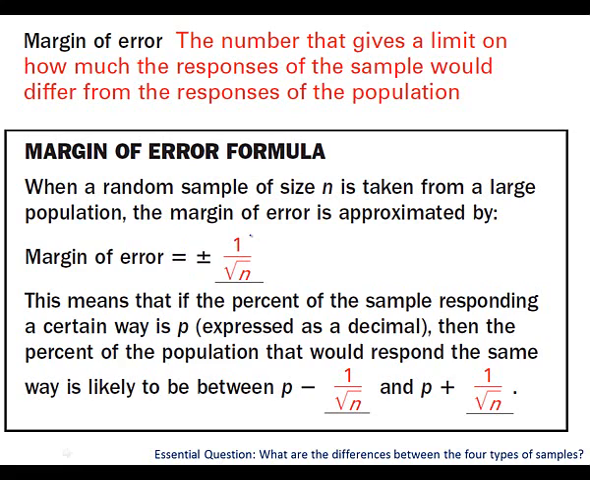This means that if the percent of the sample responding in a certain way is p, then the percent of the population responding the same way is likely to be between p minus 1 over the square root of n, and p plus 1 over the square root of n. We're going to talk about what that really means when we try an example.